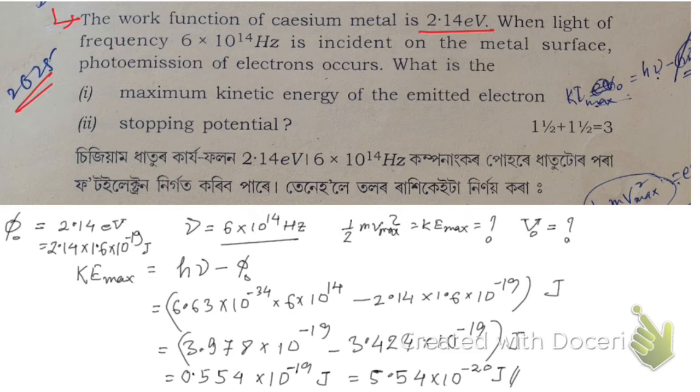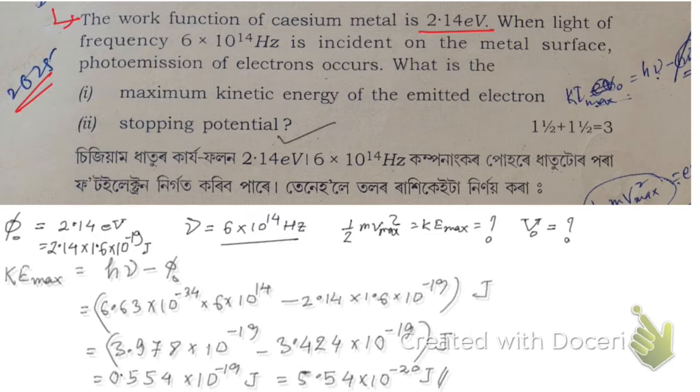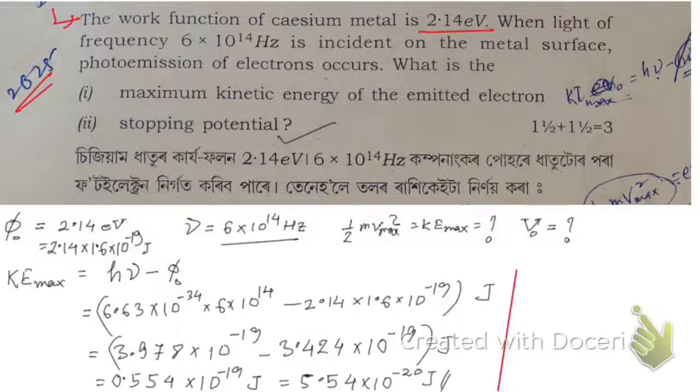Now let me find the stopping potential. We know one more thing, that this maximum kinetic energy is equal to e into V naught. We know that, right? So therefore V naught, the stopping potential, is equal to the maximum kinetic energy divided by e.